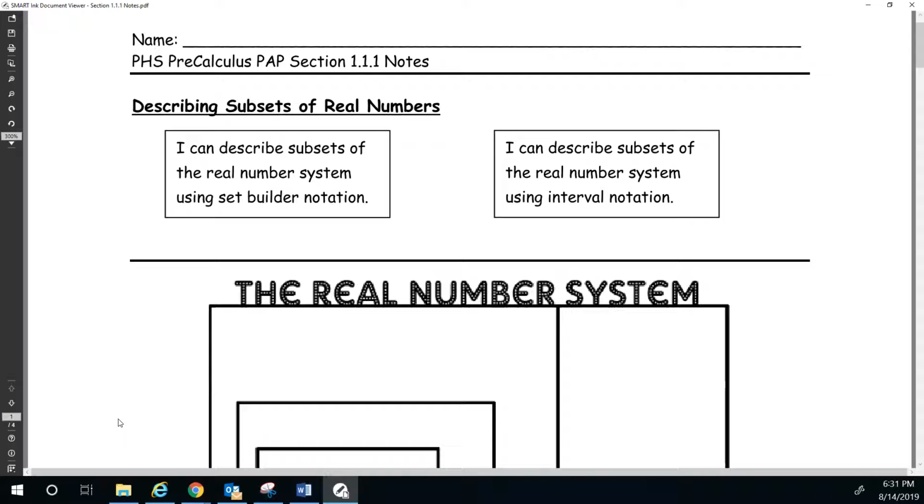Pre-AP Pre-Calculus. Here is your first video of Pre-Calculus. We're in section 1.1.1. First thing I want to point out, you're going to notice at the top of each section these boxes.